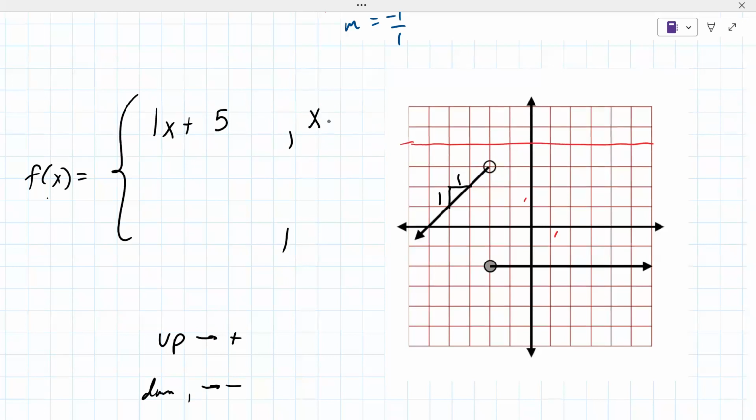X is less than, what's the X value here? 2? Nope, 2 is over here. It's -2. Yeah, it's a big difference, like being on the wrong side of the street. It could be really bad.